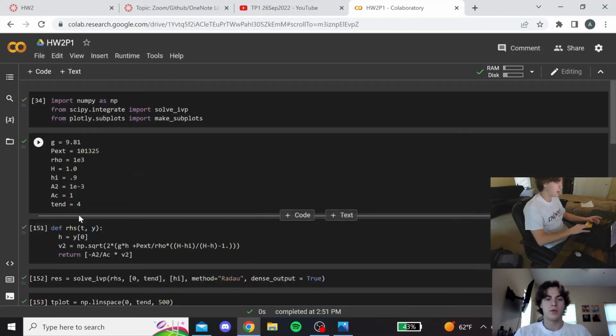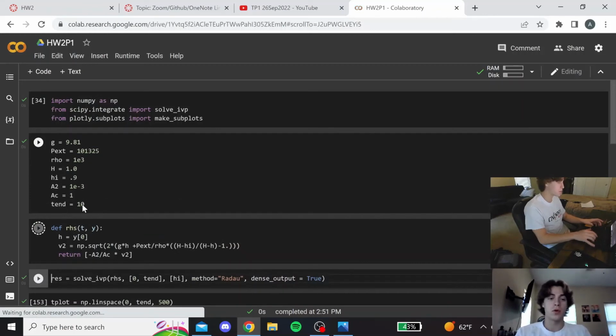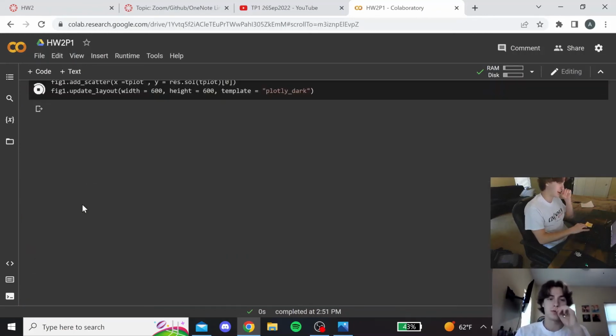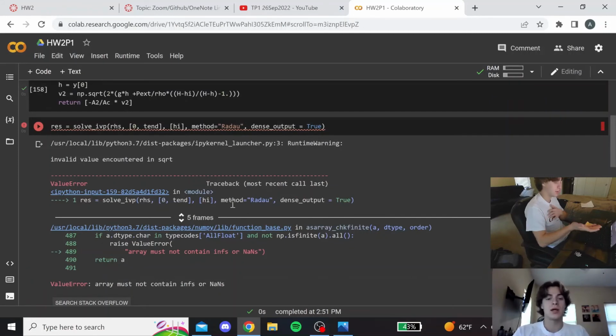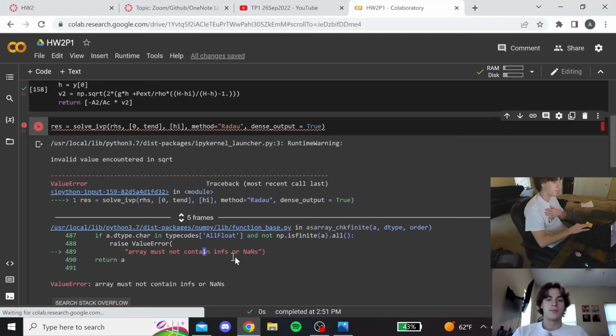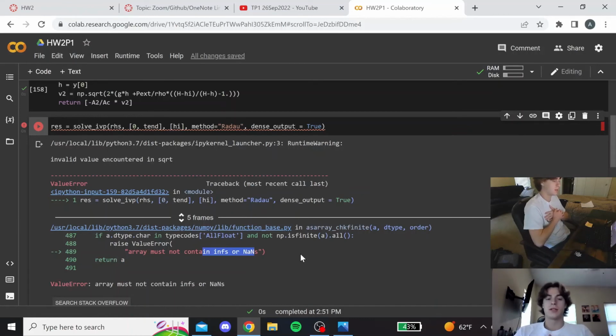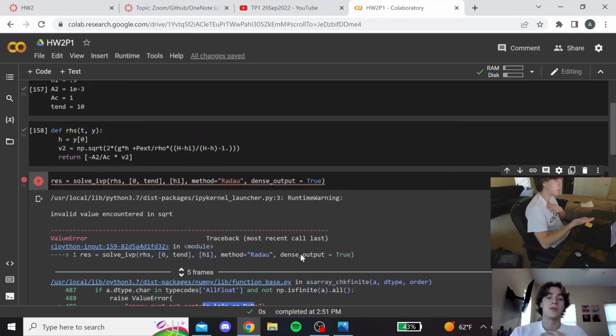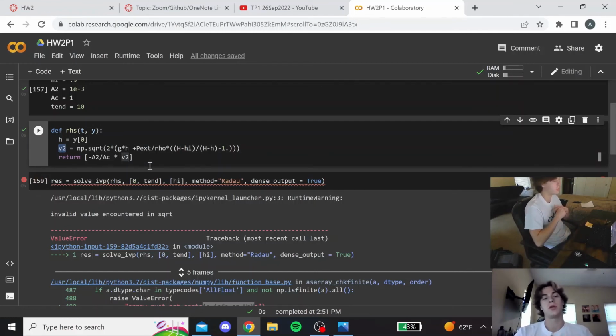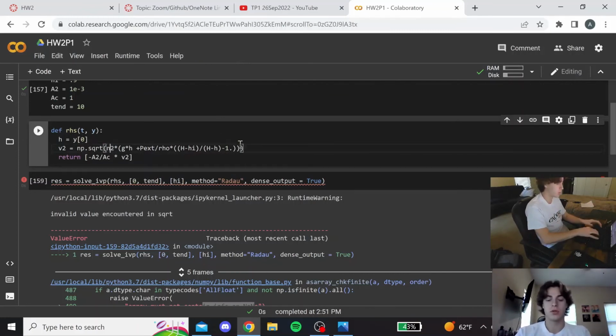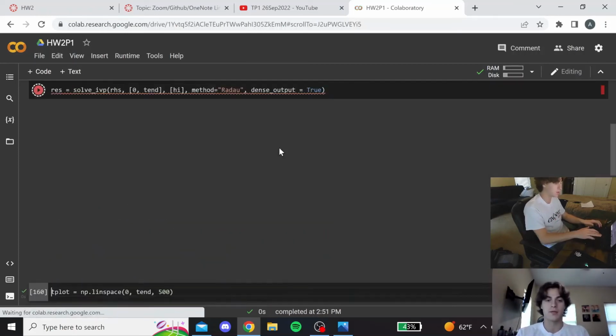And so like I said before, I had it set to 10 before. 4 works because that doesn't run too long. But if we try to run it anything past that, like to go to 10 seconds, we get an error that the array must not contain infinity values or not real numbers. And so immediately, I think we have a square root in our expression to compute the velocity at point 2. And so this square root must be going to a negative number, and you can't take the square root of a negative number. So the first solution I'm going to try is just taking the absolute value of this and seeing if that changes anything at all.